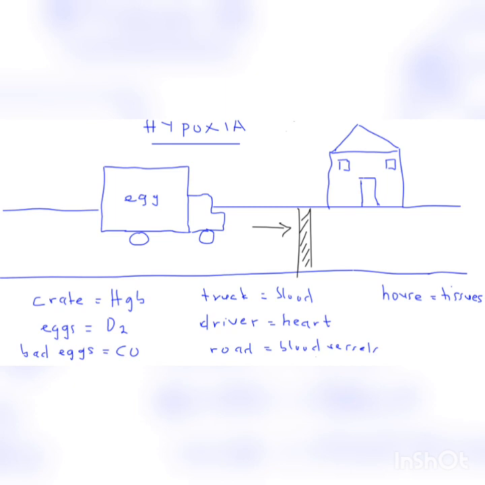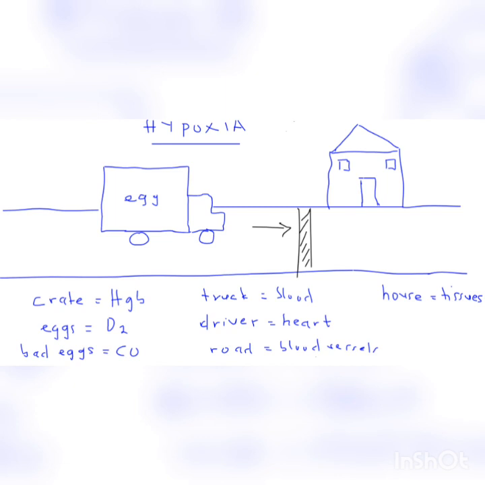The driver of the van is analogous to the heart, which will basically pump blood throughout the body. The road the van drives down will be analogous to patent blood vessels, which are conduits for blood. And then the occupants of the house are the cells that make up the tissue. The omelette will be ATP, which is what cells can use oxygen to synthesize.